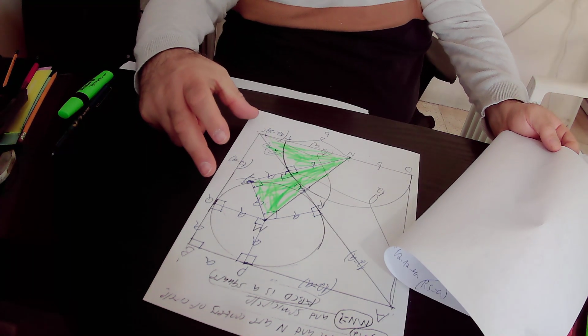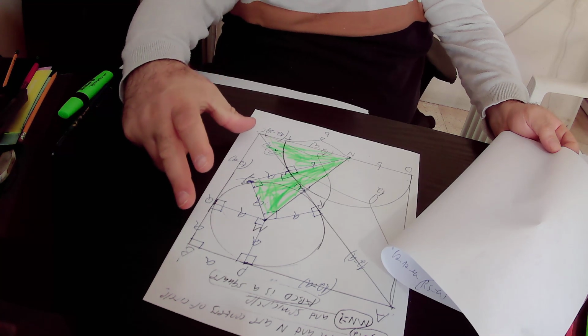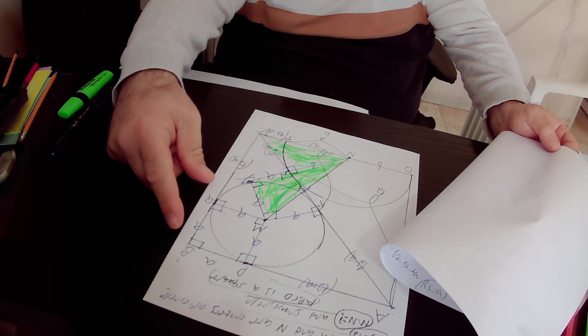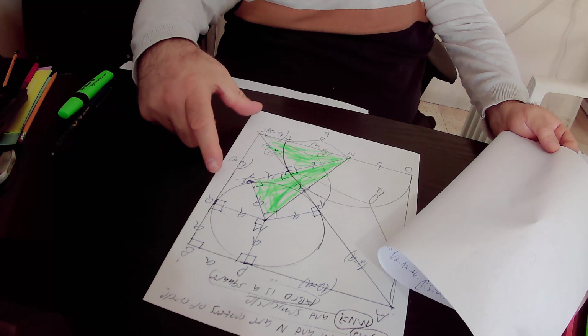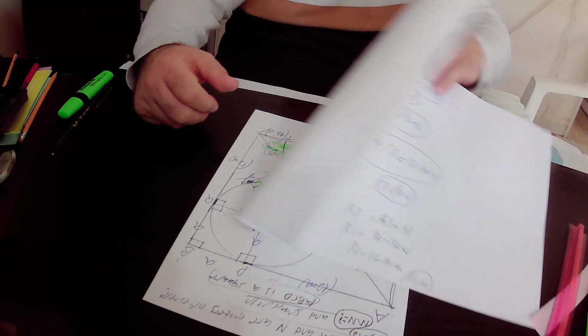And here, what is the value of QC? QC equals BC, that is 12 units, minus BQ, that is A. So in conclusion, QC equals 12 minus A.